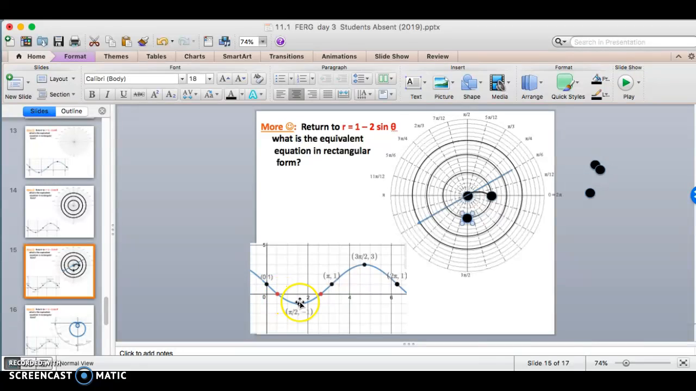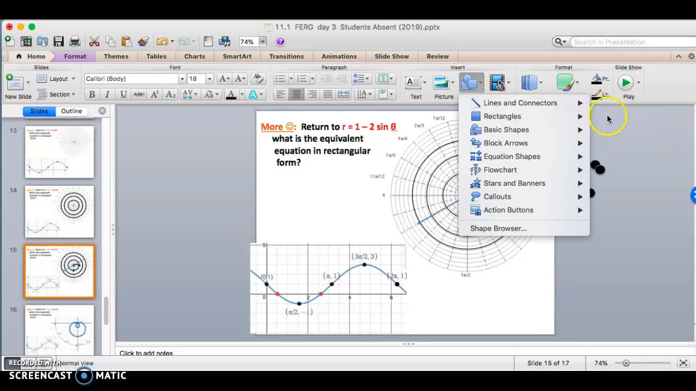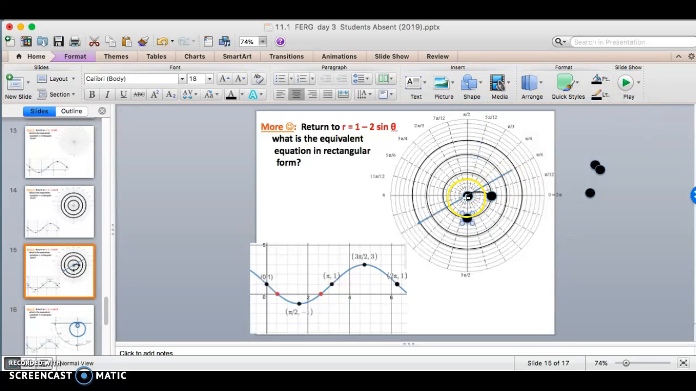So between here and pi over 2, that's this angle right in here. That's these values, but we actually want the ones that are negative. So we want the vertical angle to that, which is down in here. So our loop is going to be right in here. Let's go ahead and draw that in.